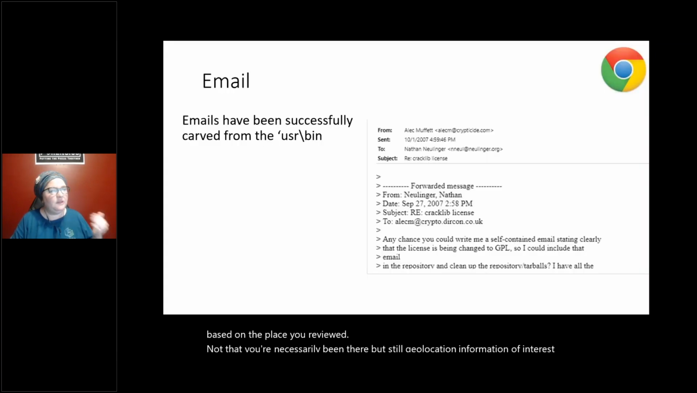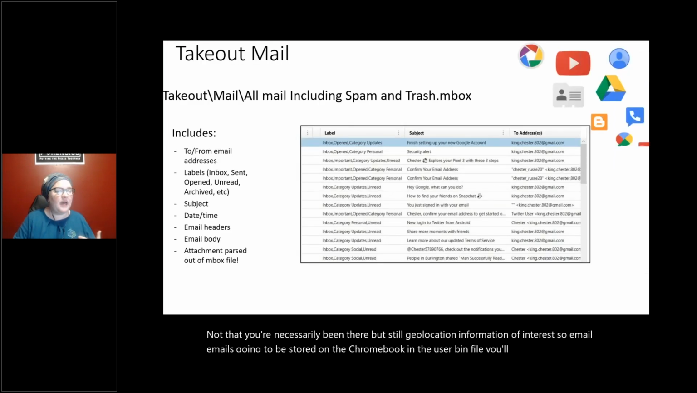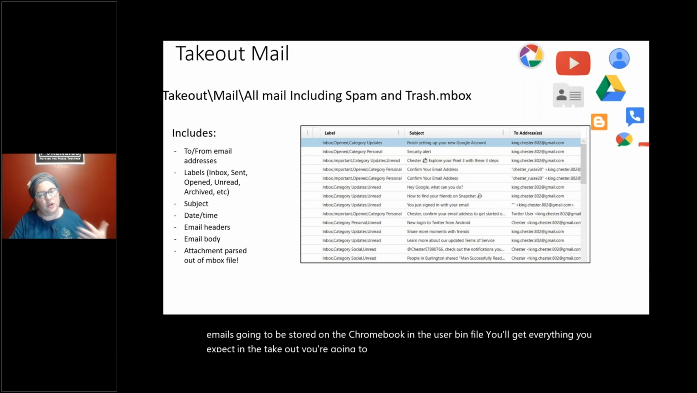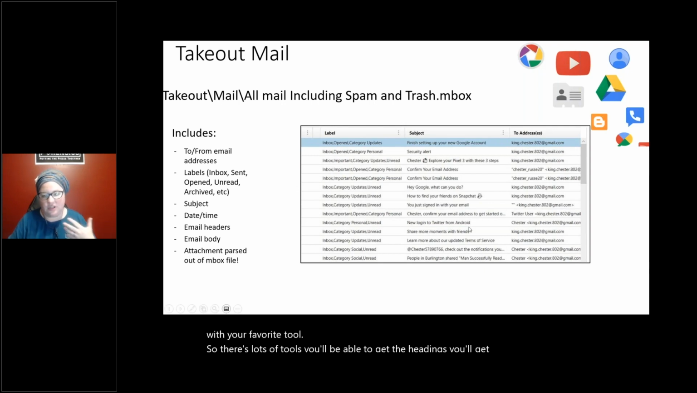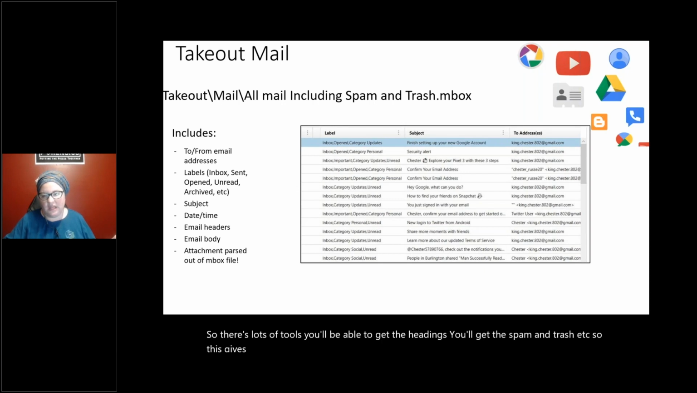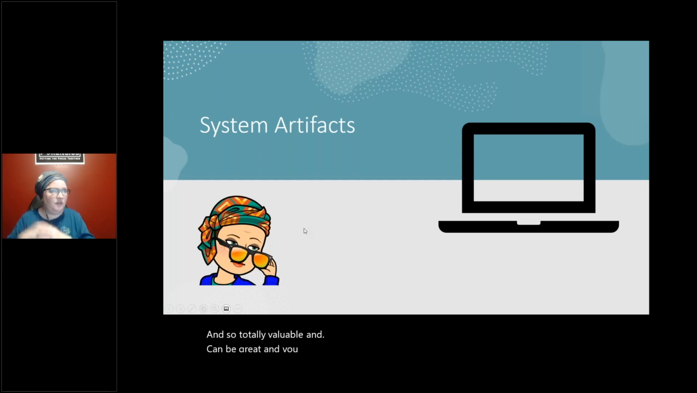So email is going to be stored on the Chromebook in the user bin file. You'll get everything you expect. In the takeout, you're going to get an mbox, so you're going to want to process that with your favorite tool. There's lots of tools. You'll be able to get the headings, you'll get the spam and trash, etc. So this gives you everything in your Gmail. There's no retention, right? So it's going to be forever, potentially, depending on what the retention setting is, but it's possible to be no retention. So totally valuable and can be great. You can get it just from the takeout. So that's available in both.